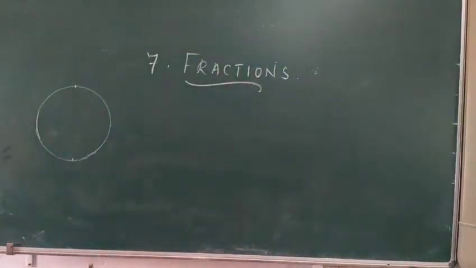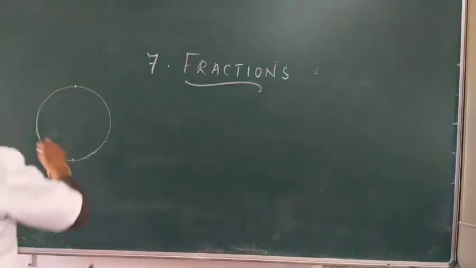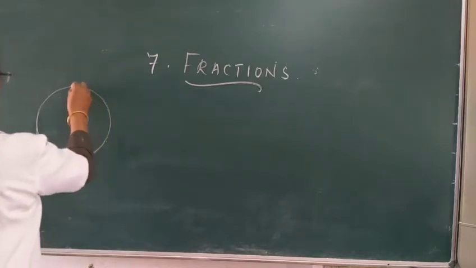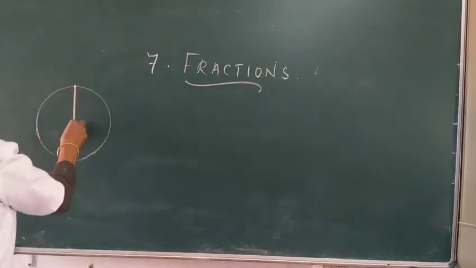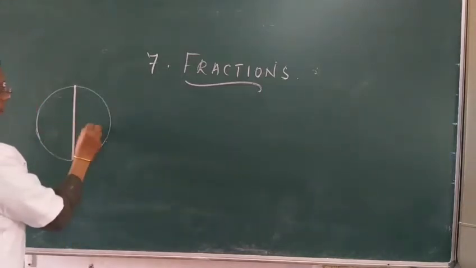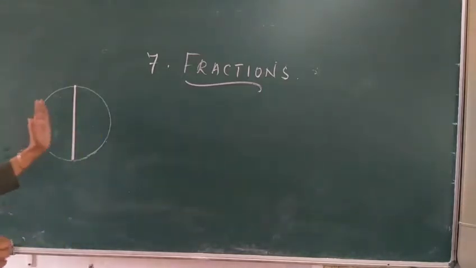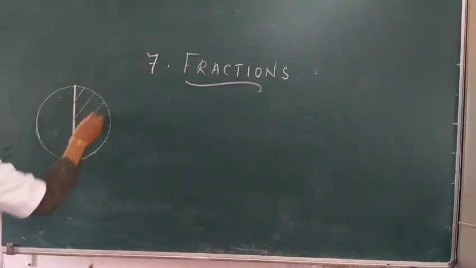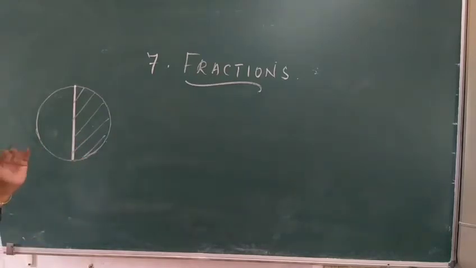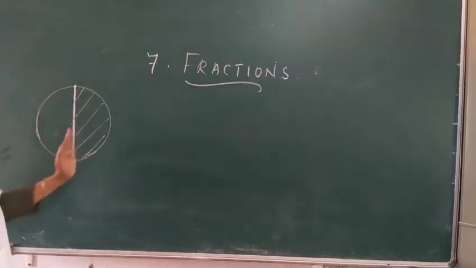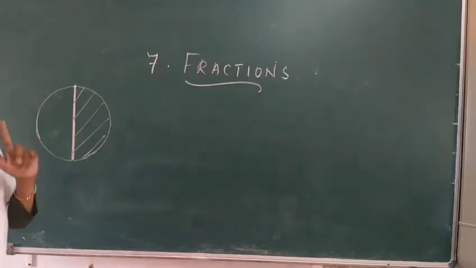Okay, I show you a fraction. See, it is a whole object, isn't it? I cut it into 2 parts. How many parts are here? 2 parts. Then, what is each part called? I divide this whole object into 2 equal parts, and each part is called 1/2.